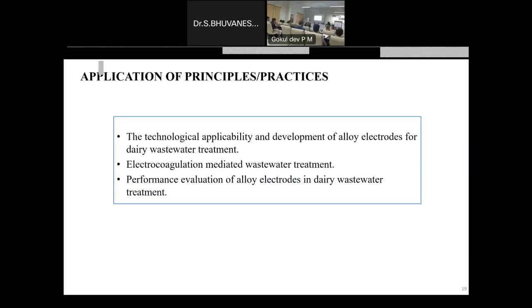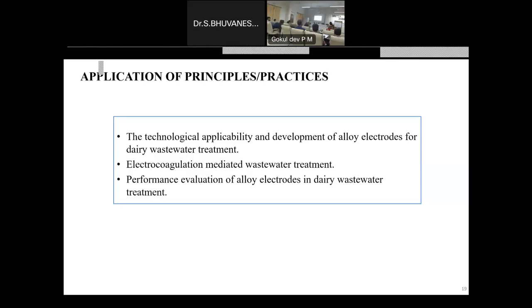Now, application of the principles and practices. Here he has done some practice. He has taken some methodology, he has taken some field, and he has applied that methodology for a particular purpose. That application is technological applicability and development of alloy electrodes for dairy wastewater treatment. The alloy electrode is the main focus here, within electrocoagulation-mediated wastewater treatment. We are using the electrocoagulation method only; the small innovation is the alloy electrodes.